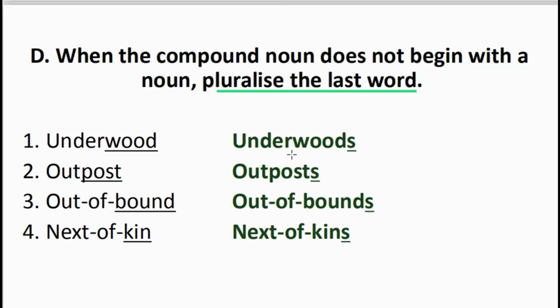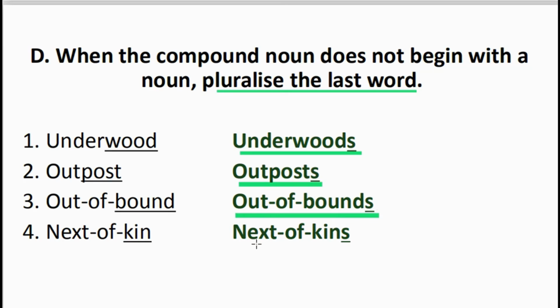Underwood becomes underwoods. Outpost. Out is a preposition, post is the noun. So outpost becomes outposts. Out of bound. Bound is the noun. So bound takes the s. Out of bound becomes out of bounds.